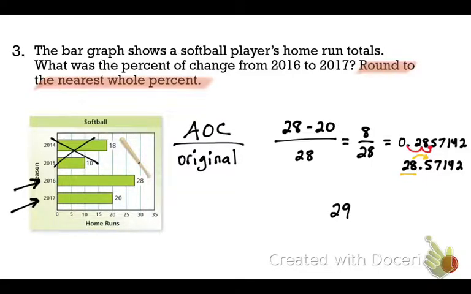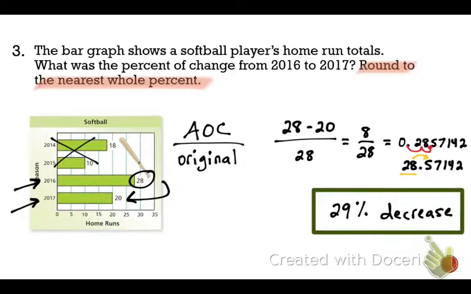Help me out, guys. Did this softball player increase or decrease in the amount of home runs she got? Unfortunately, she had 28 and she went down to 20, so she did decrease. Does it seem like next year, if she does the same thing again, she will be doing great or not so great? Not so great. It seems like her talent is decreasing. It might be time for her to get out now.